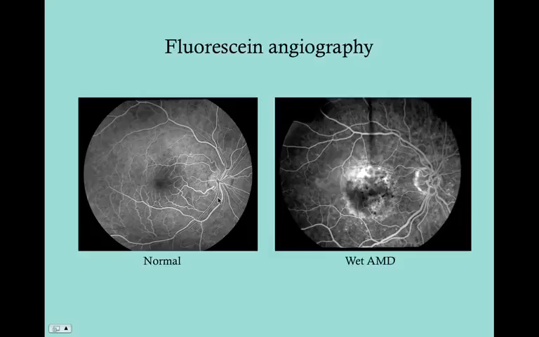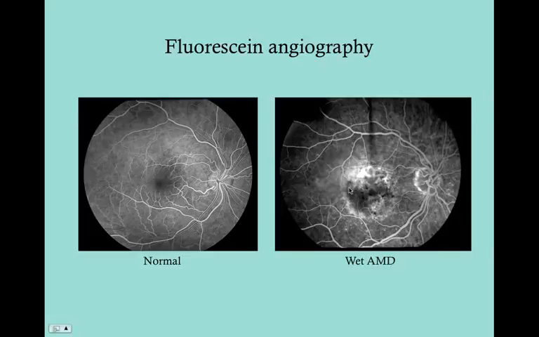Another test that's done is the fluorescent angiography, and all it does is look to see where the blood is in the eye. So it's just like any other angiogram. This is a normal fluorescent angiography. You can't really see a whole lot around the macula, and that's how it should be. It should be a kind of darkish spot.